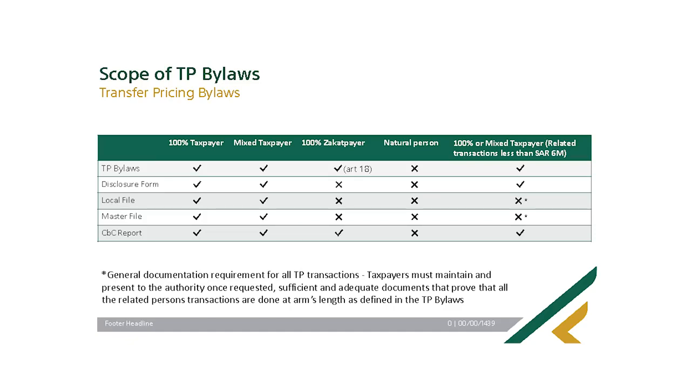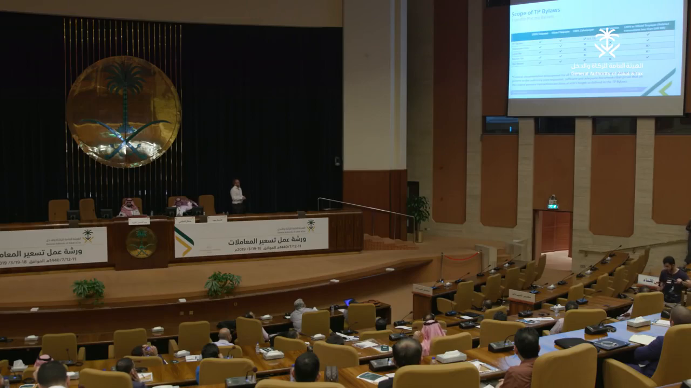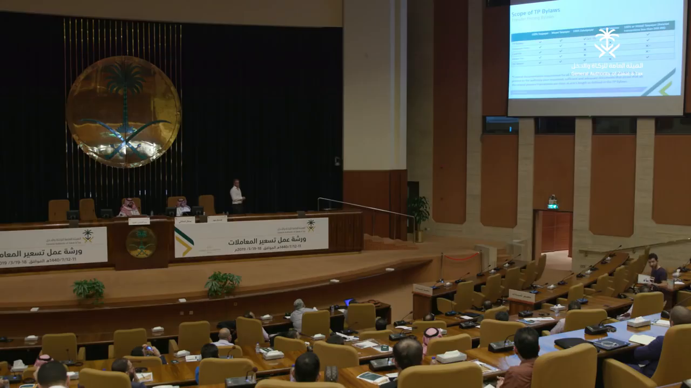100% or mixed taxpayers, if the transactions are less than 6 million SAR, you're covered by the bylaws because you still need to behave at arm's length, so the transactions still need to be at market price. The disclosure form, you still have to fill in together with the Form 8, your tax declaration. But, as I mentioned earlier, master file and local file, you don't have to submit. Or not submit, but to maintain. You don't need to have that.